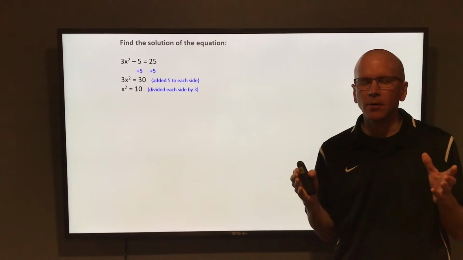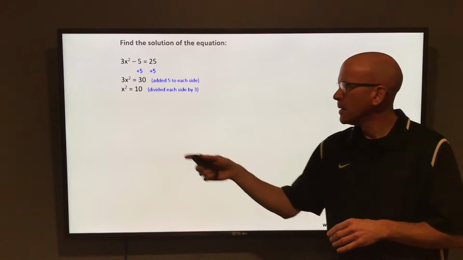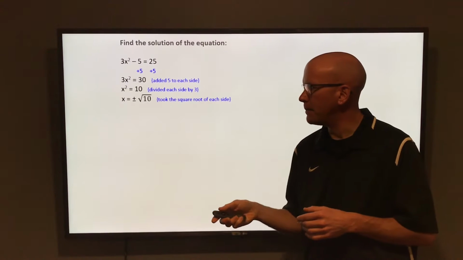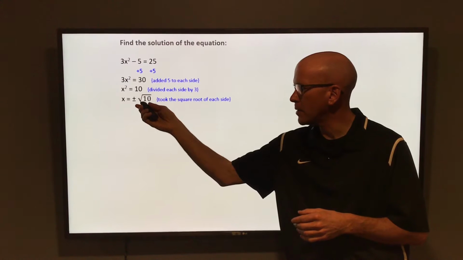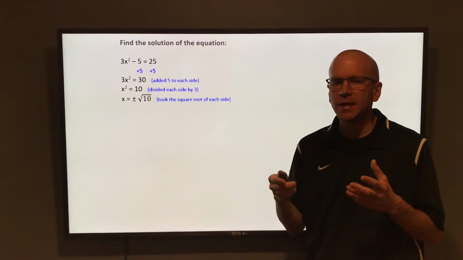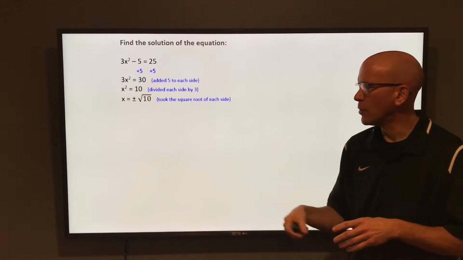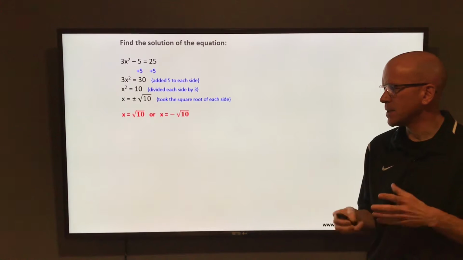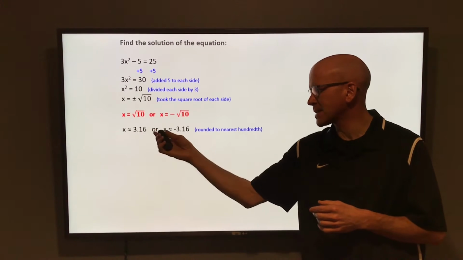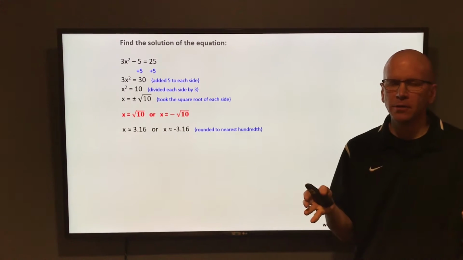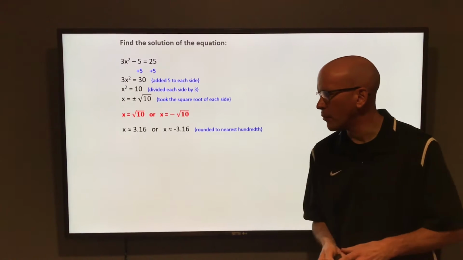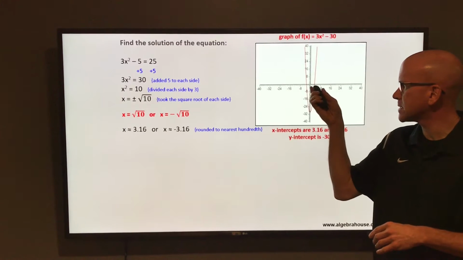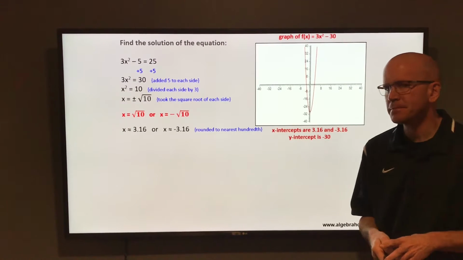Now again, we need to take into account all that x could be. So if you take the square root of each side, x could be the square root of 10 or the negative square root of 10. Because if you square the square root of 10, that is 10. And if you square the negative of the square root of 10, that is going to be 10 as well. So x could be positive or negative square root of 10. Now in decimal form, that would be 3.16 or negative 3.16. So depending on the directions, you may have to go to radical form or decimal form. But those are the x-intercepts. This graph crosses the x-axis at 3.16 and also negative 3.16.